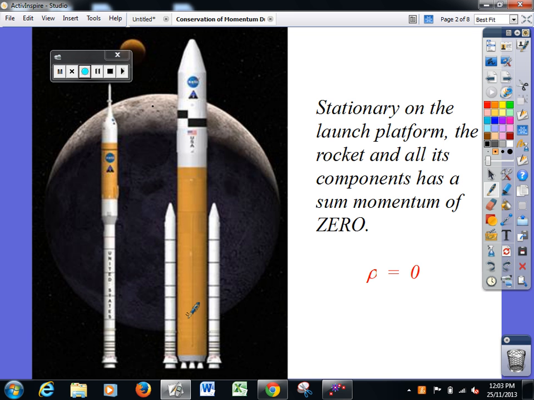But going over here, on the launch pad, just before a rocket is launched, it has no motion. Its velocity is 0. And we know that the momentum of an object, its rho symbol there, is equal to its mass times its velocity. And if the velocity is 0, then the momentum must be 0. Okay? So the sum of all the momentums at that moment is 0. Then we actually launch it into space. Now, we can't magically create momentum out of nothing. So it must be conserved.